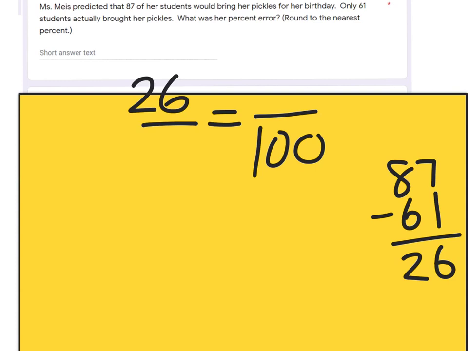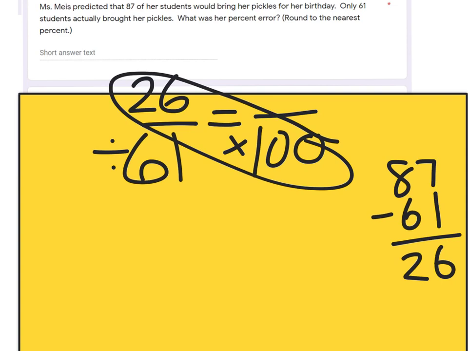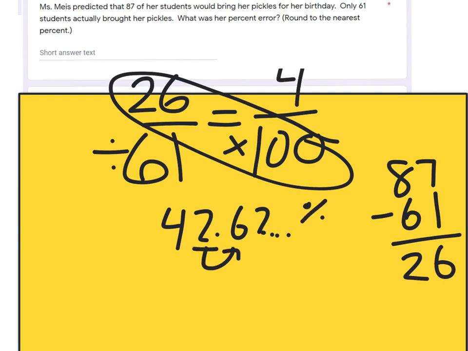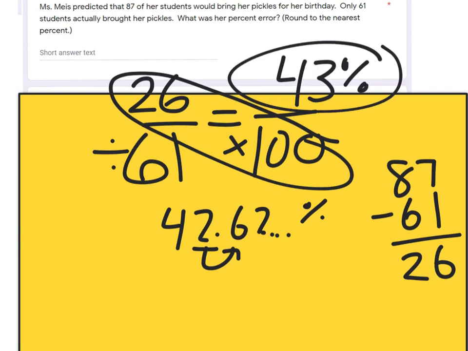And we always want to compare it to, remember, the original or actual amount. Since this is a percent error one, we want to go with the actual amount. Did 87 students actually bring her pickles, or did 61 students actually? 61 was the number that really did it, not what she thought. Again, you multiply the diagonals, divide by the other one, and we're going to have our percent. It comes out to 42.62 and so on percent. There's your percent. We look behind it, it makes it round up, and your answer is 43%. Miss Mice was 43% off on her prediction.